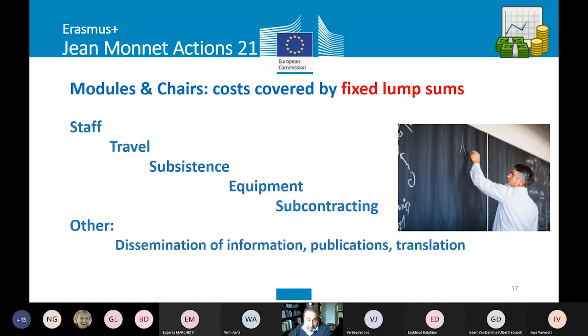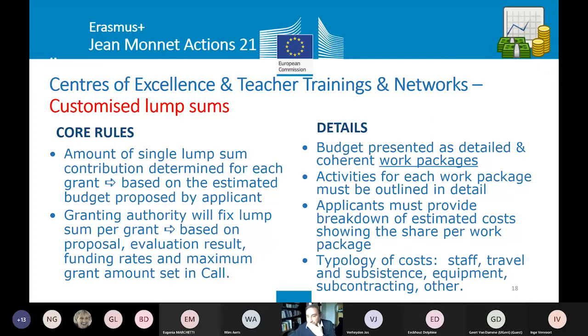So as I said, this fixed lump sum can comprise different costs as written here on the slide. There is no rule on how you divide this cost between the different budget sources. That's up to you actually. So what I said in the details: this budget is presented as detailed, for Centers of Excellence, teacher training, networks, and the big activities. So it's a budget presented as detailed per work package. Activities for each work package must be outlined in detail. Applicants must provide a breakdown of estimated cost, showing the share per work package. So type of cost, as I said, staff, travel, etc.